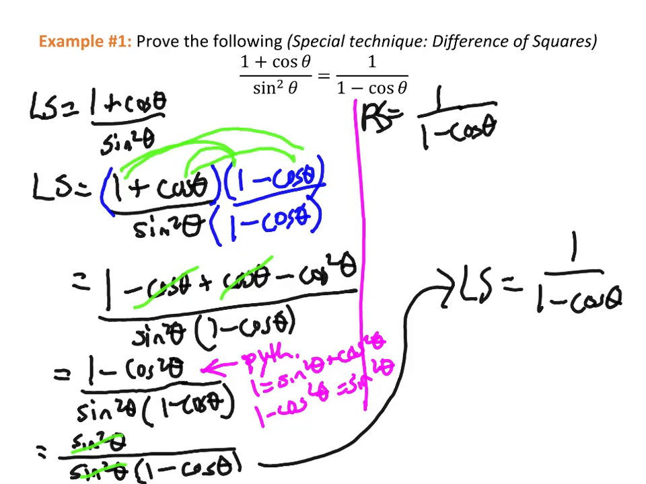All that work, but then I look over at the right side and notice that actually that's exactly what the right side is already. So I don't have to do any work to the right side. I can say left side equals right side, and we're done. We solved our proof. All right.